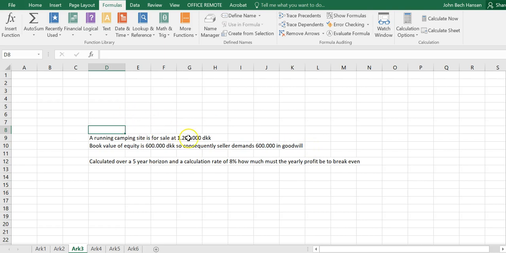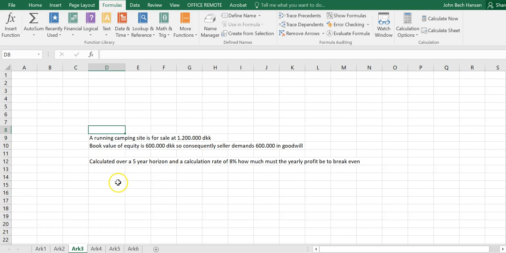Now I know it's for sale for 1,200,000, but in fact we can say, well, there is a value of 600,000, book value or market value, now. So actually we pay extra the 600,000, and we want these 600,000 to be paid back over time.